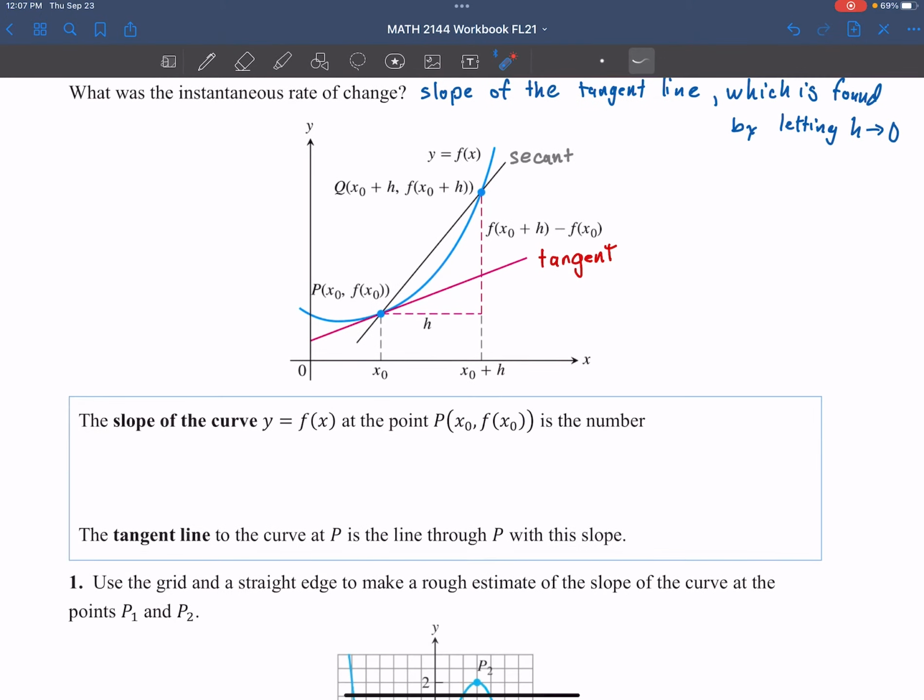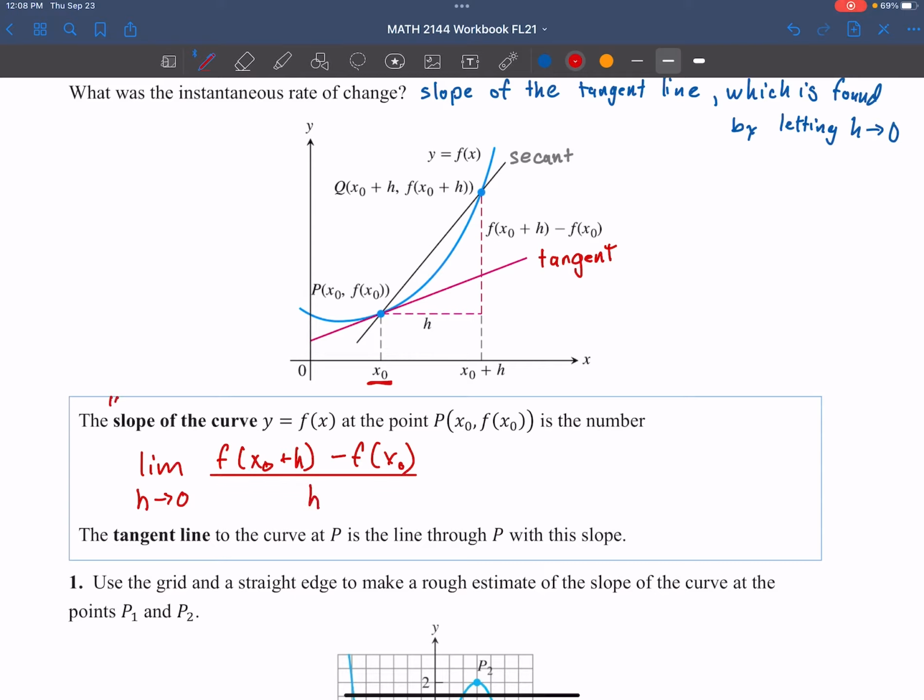So the slope of the curve, which is another way of saying the slope of the tangent line at a given point, is the number that is defined by the limit as h goes to 0 of f of x1. Well, I guess they're using x naught, or x sub 0. So we'll match the notation they're using above, which is f of x sub 0 plus h minus f of x sub 0 divided by h.